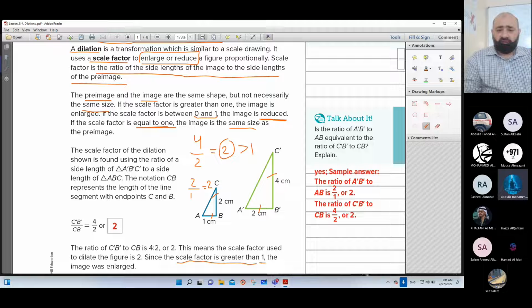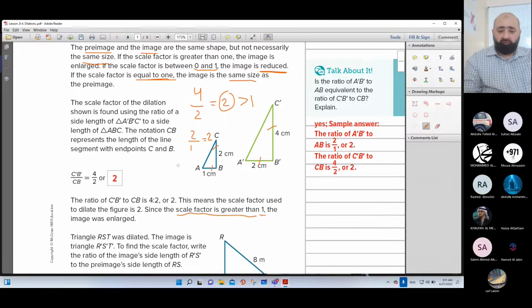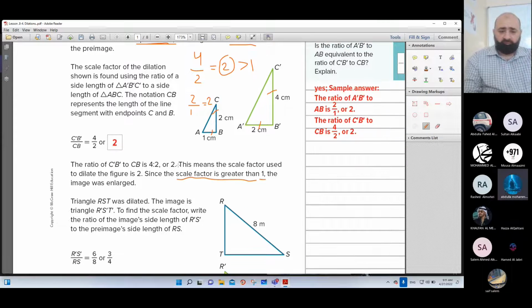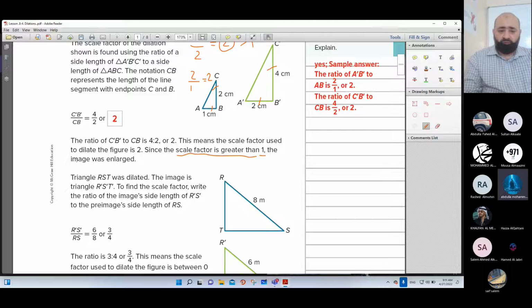Reduce means the scale factor is between 0 and 1. And if the scale factor is exactly equal to 1, it means we have the same size. So the image was enlarged.